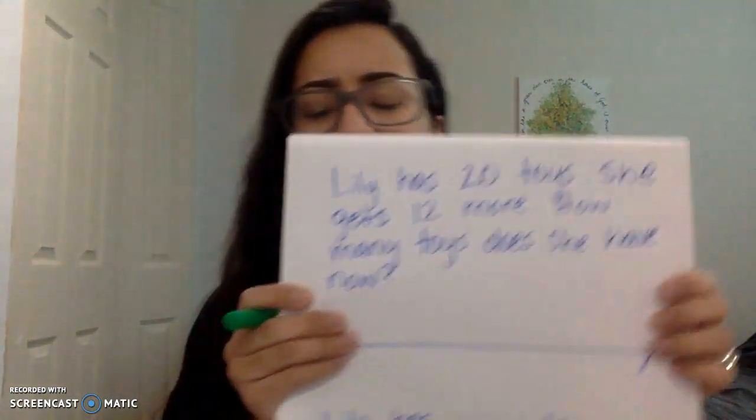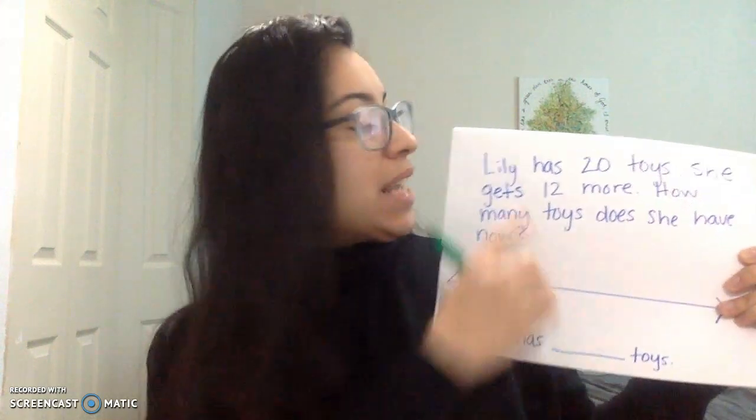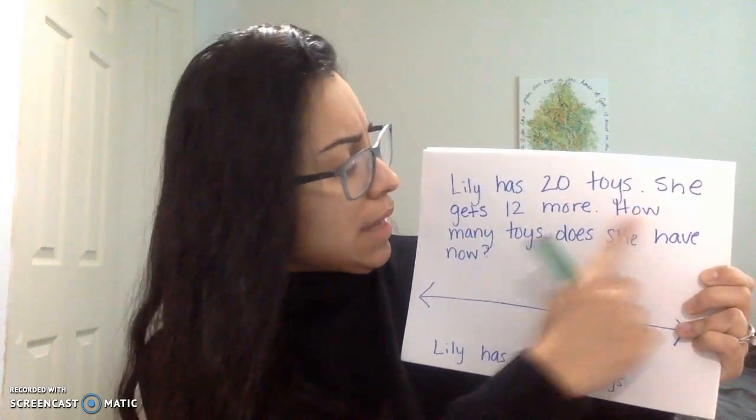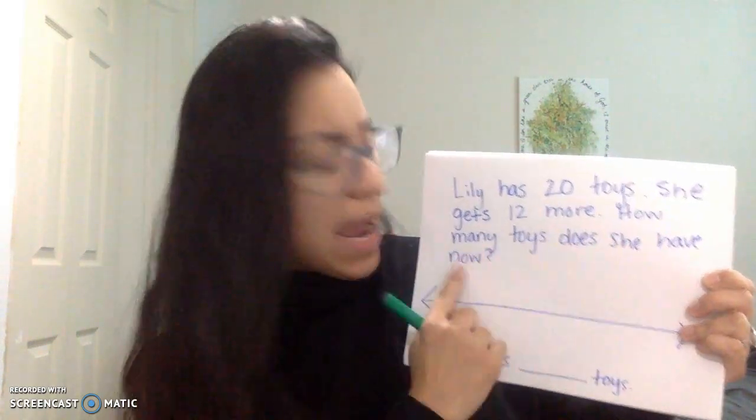Okay, so here's a word problem. Lily is my daughter, so this problem is about her. Lily has 20 toys. She gets 12 more. How many toys does she have now? Now we learned to circle the important information, important numbers.